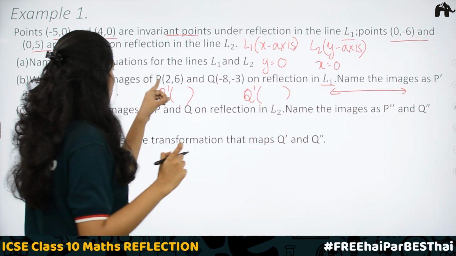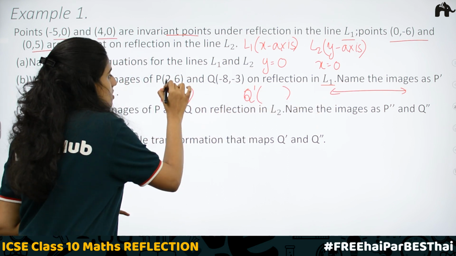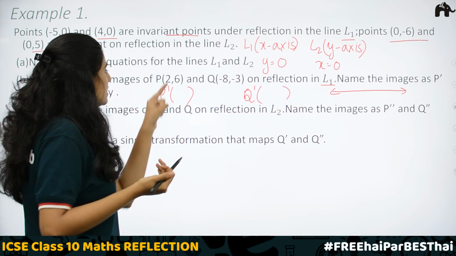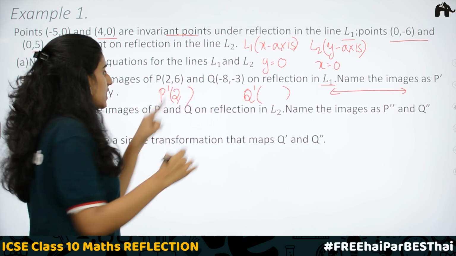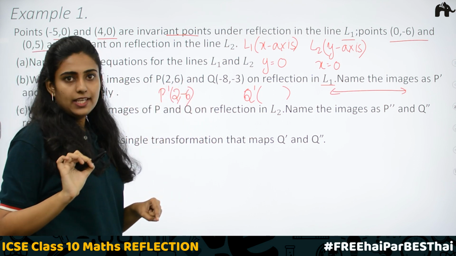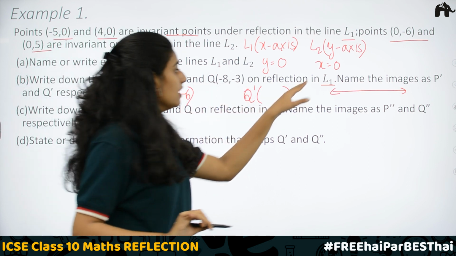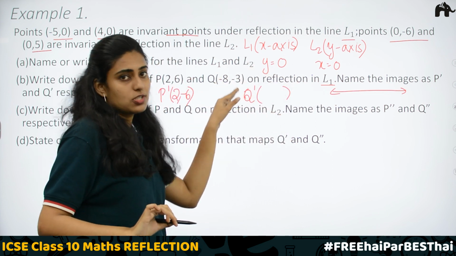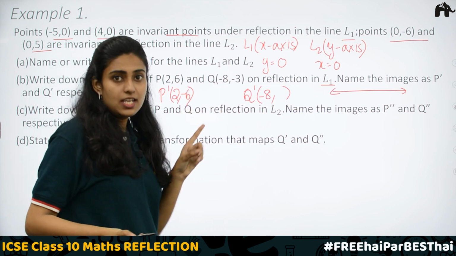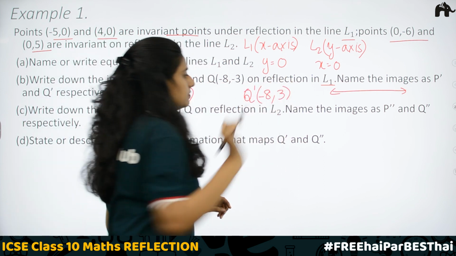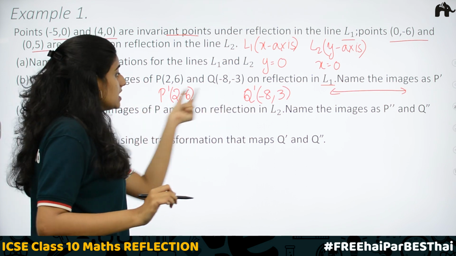The first point is (2, 6). When reflection happens along the x-axis, the x coordinate remains the same and the y coordinate changes sign. Here x coordinate is 2, y coordinate we have 6. 6 becomes -6. Okay, what about the second point? (-8, -3). Reflection is in L1, which means x coordinate should remain the same. Y coordinate sign changes. Here we have -3, -3 becomes +3. Okay, we got P dash and Q dash.